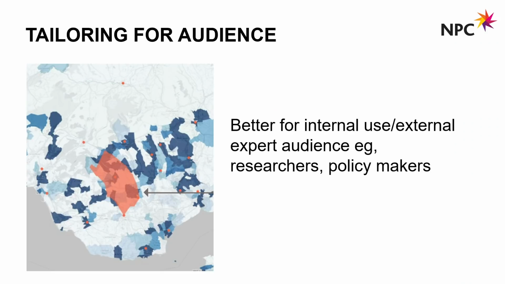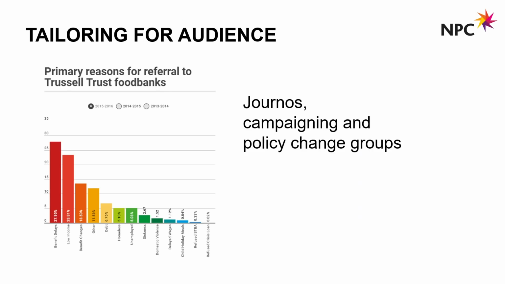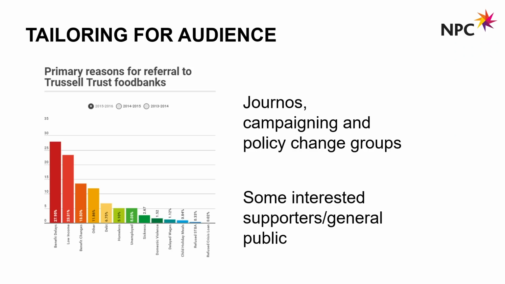So again, using these Trussell Trust examples, the first one, we were saying, is much better for internal audiences, and maybe sharing some of that information with the board, and possibly taking some of the information out in fairly complex form to researchers, policymakers. They might want to access that data. This graph might appeal to journalists, but campaigning bodies as well, a campaigning body interested in the impact of benefit delays on people, policy change groups and so on. And also the general public as well.